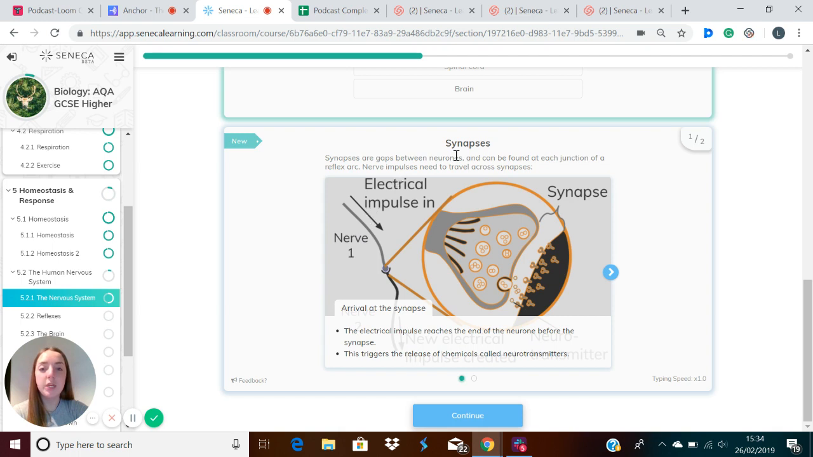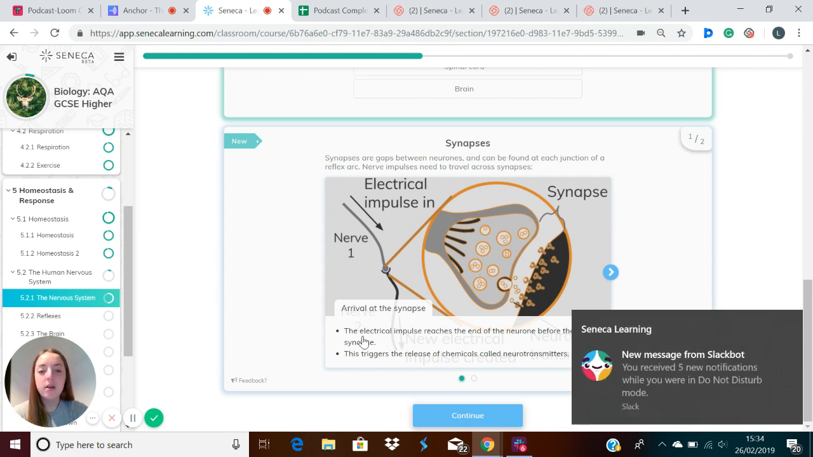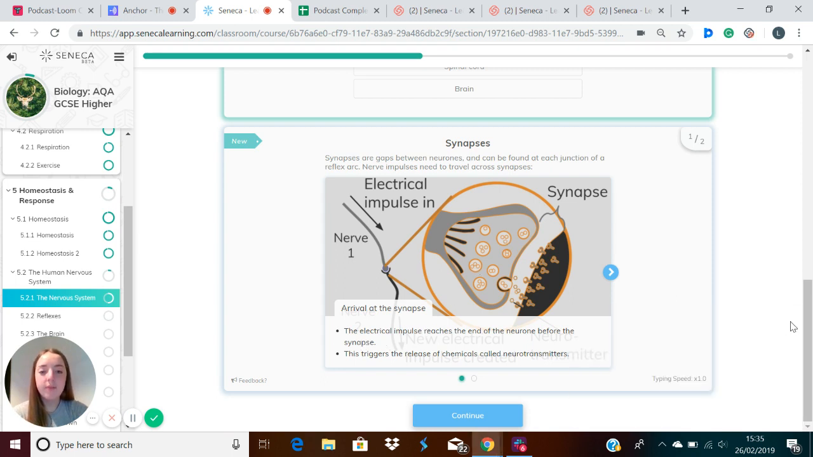Synapses are gaps between neurons, and these can be found at each junction of a reflex arc. Nerve impulses need to travel across synapses. So synapses are these gaps, but somehow the message has got to get across the gap. So what happens to this gap? The impulse reaches the end of the neuron before the synapse. This then triggers the release of chemicals called neurotransmitters.